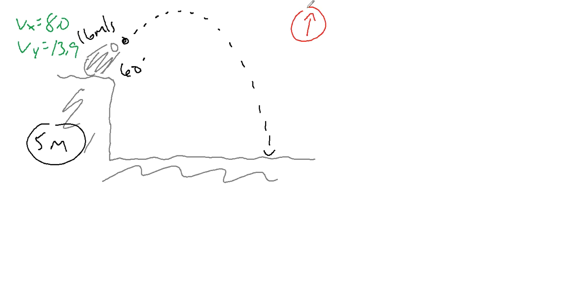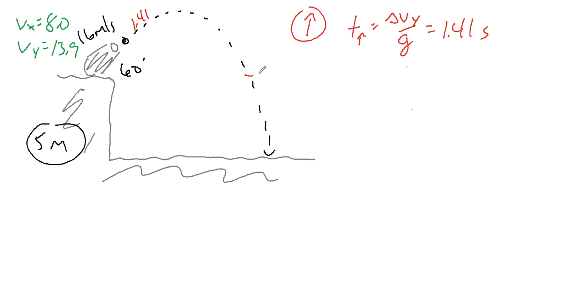So probably the easiest thing to do would be to find the time up. The time up would just be my delta Vy divided by g, and I can find how long it takes to go up. If I divide the two out, I get about 1.41 seconds to go up. And of course, that's just the time to go up. It's not symmetrical, so it's going to take more than that to go down because it is farther.